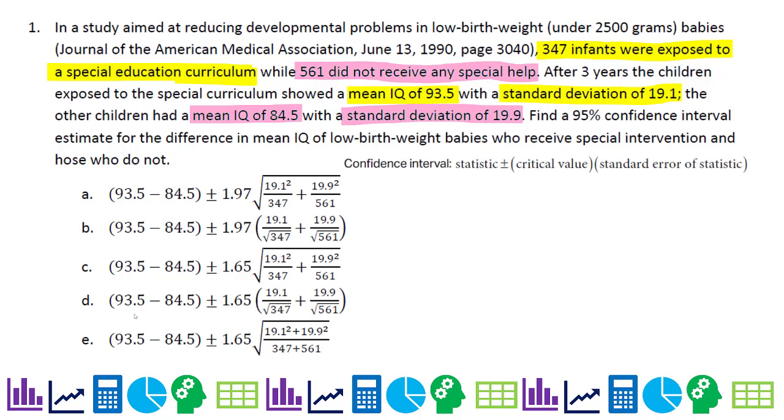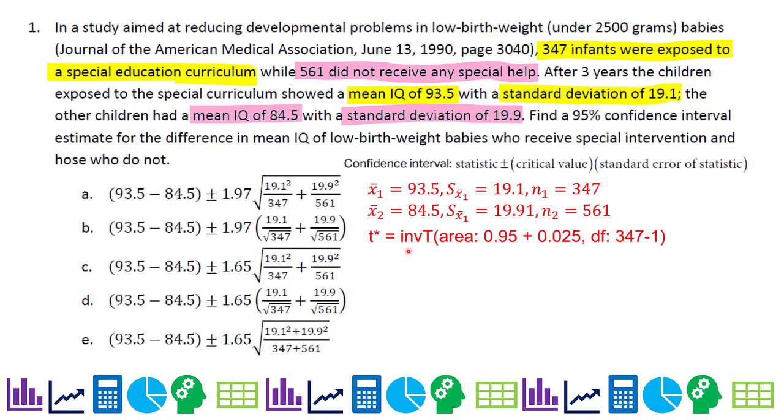So our confidence interval is our statistic plus or minus our critical value. Our statistic, as you can see, they already have all the same values there, so we don't really have to check that. It is the 93.5 minus the 84.5. We are going to have to find our critical value.